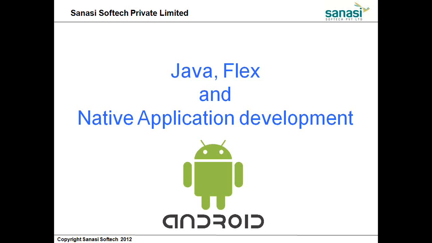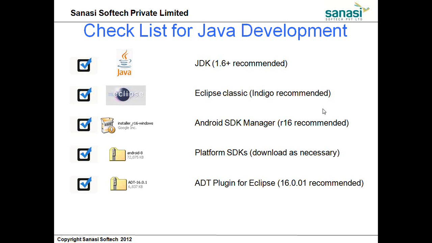So quick checklist for application development in Java. The first thing you will need is to have the JDK. I would recommend a version of 1.6 at least. Then you need to get hold of the Eclipse IDE, and the version I recommend is Indigo. Then you'll have to get hold of the Android SDK Manager. In fact, the version R16 is recommended. And of course, then it depends on how many Android versions of the operating system that you want to target when you're building the application. So based on every single version that you want, you'll have to download as many SDKs.